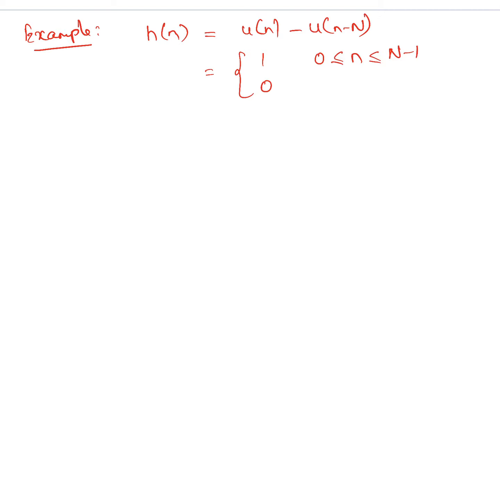Okay, so we can see one example of how to compute the response. Let's say for some system we are given the impulse response defined by u of n minus u of n minus capital N, where u is the step sequence. So this signal can also be represented as 1 and 0. It would take value 1 if n lies between 0 and capital N minus 1, and it will take 0 otherwise.